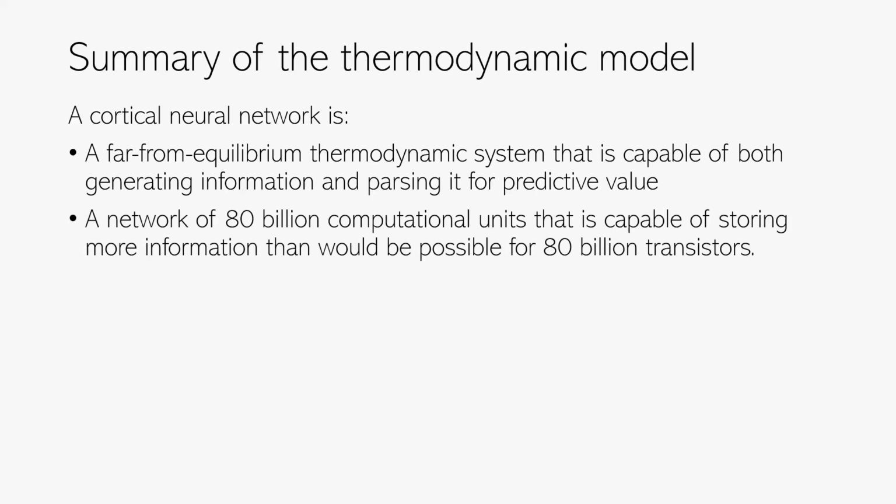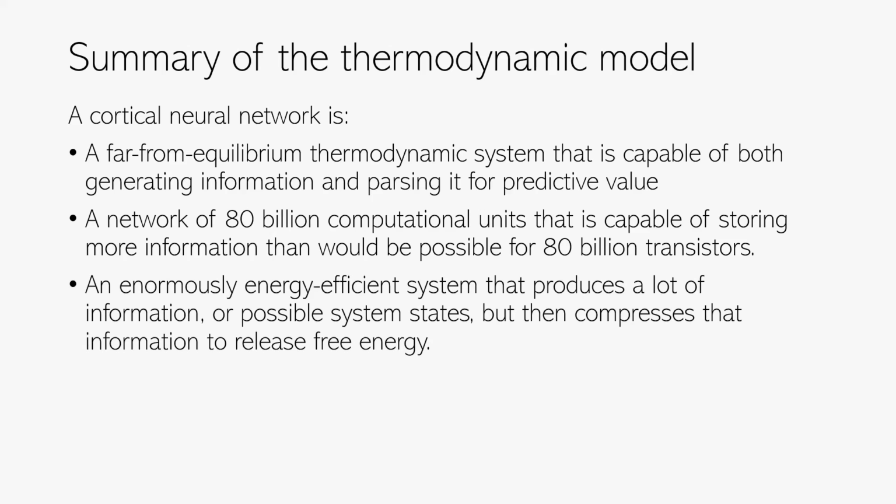We have a network of 80 billion computational units that is capable of storing more information than would be possible with 80 billion transistors. And that's because qubits store more information than classical computing units. And we have an enormously energy-efficient system that produces a lot of information or possible system states, but then compresses that information to release free energy. And that is a process of thermodynamic computation.